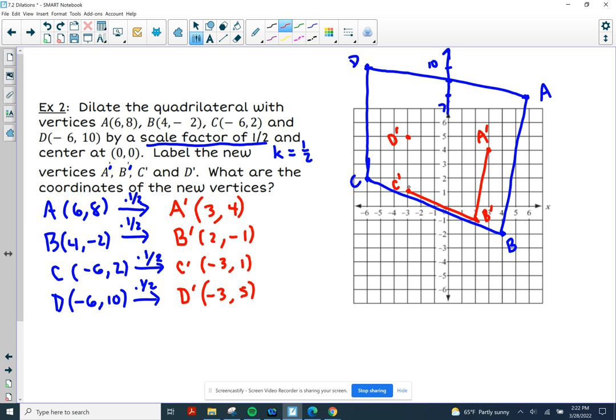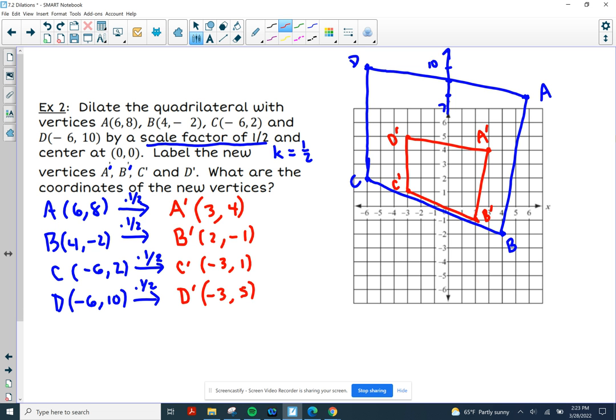Notice the parallels here. Notice the sides of my new quadrilateral are parallel to the sides of the old quadrilateral. In other words, the sides of the image are parallel to the sides of the pre-image. The slopes are the same. They're parallel. And also notice that the lengths of the images are half the lengths of the original sides. That is how a dilation works.